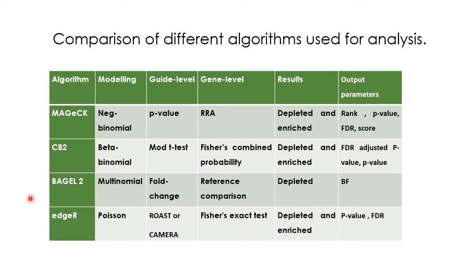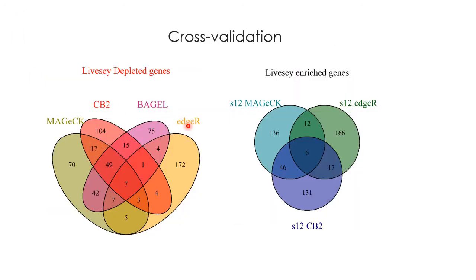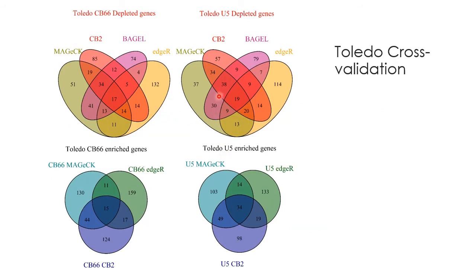But more importantly, BAGEL uses supervised learning and outputs only depleted genes in this setting. And these are the top 200 depleted and enriched genes identified by these algorithms. Notice that MAGeCK, CB2 and BAGEL2 agree with each other, and EdgeR is an outlier. There's more agreement between MAGeCK and BAGEL2 compared to others. This is also the case with Toledo data, with one exception. MAGeCK and CB2 have highest overlap in the U5 dataset.